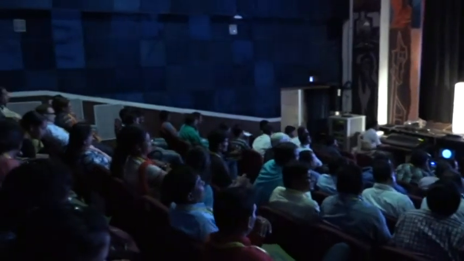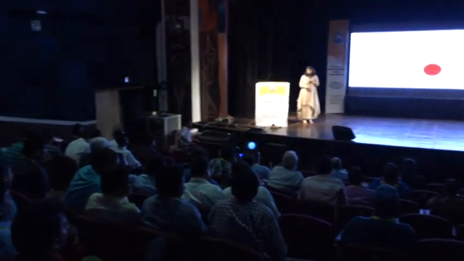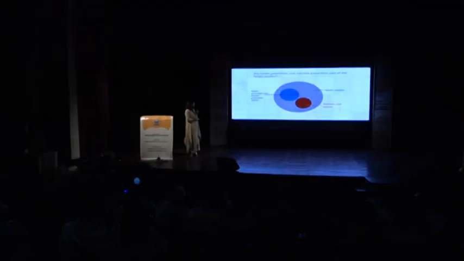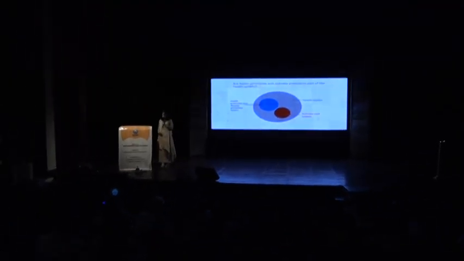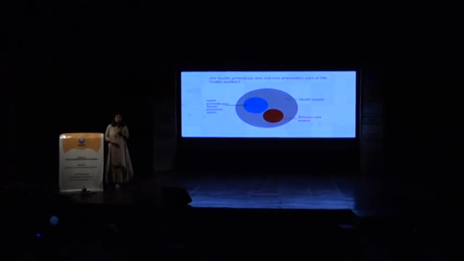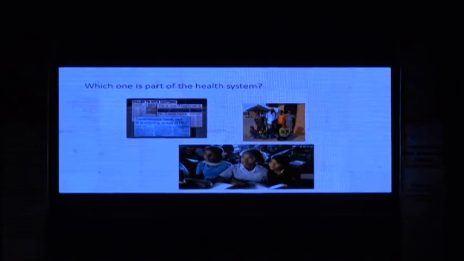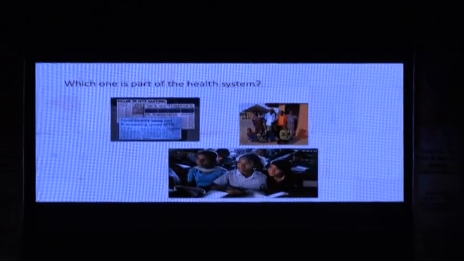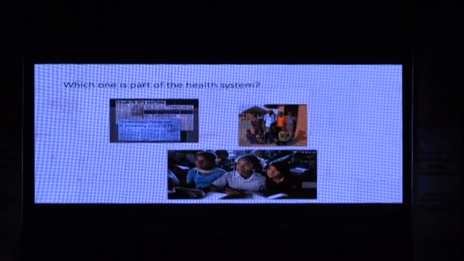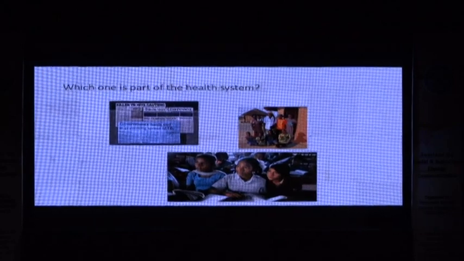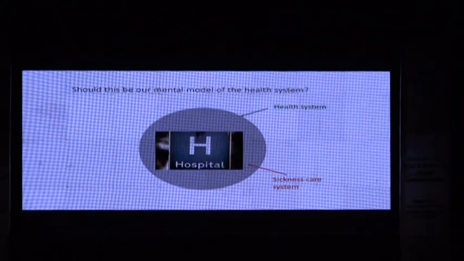So we want to move from a health system that is only a sickness care system, only treating people when they get sick, to something that looks more like this, where there's also health promotion and prevention, right? That becomes a part of your health system. Which one is a part of the health system? Newspapers, communities, children in school, which is a part of the health system? All of them. They're all a part of the health system, right?